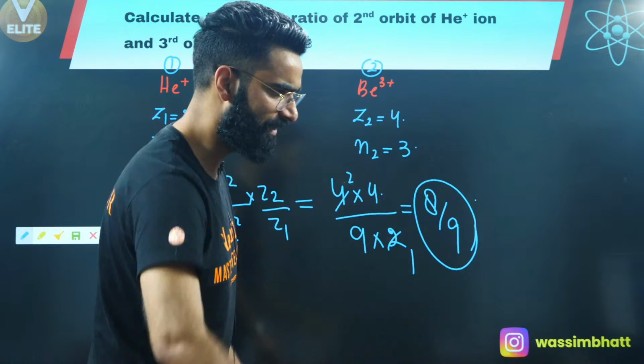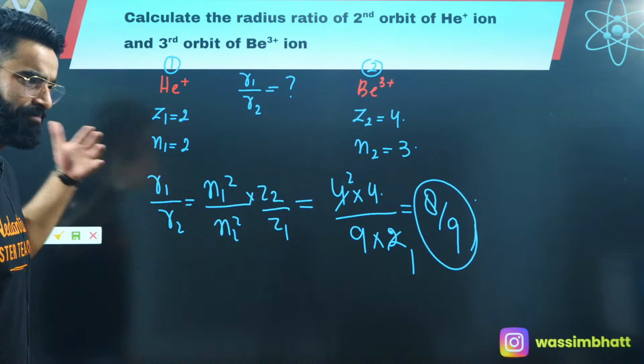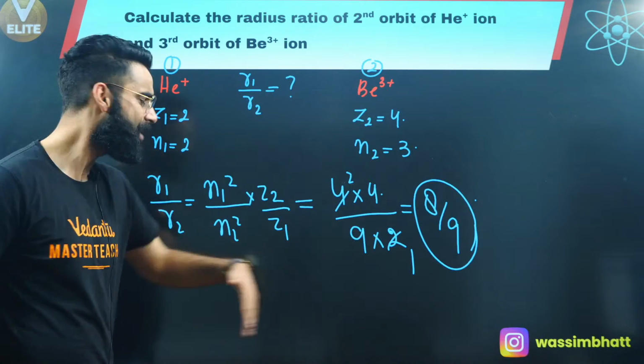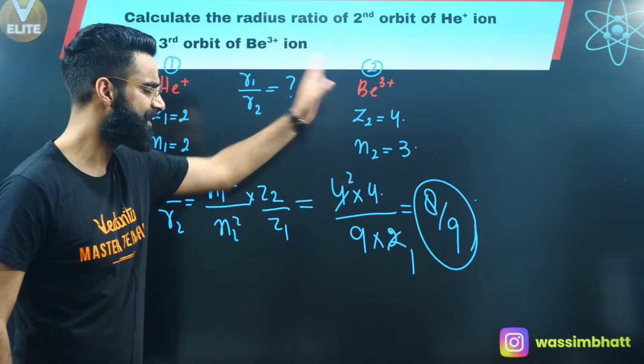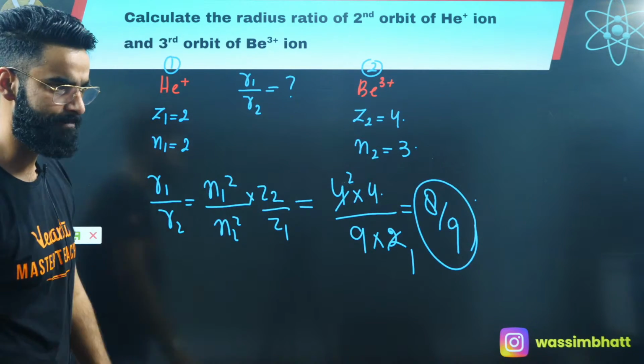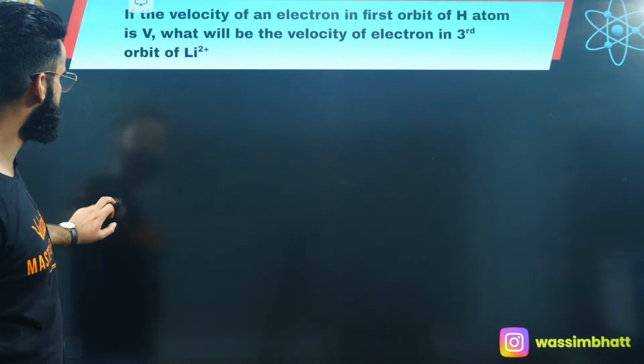Let me know in the chat box if it is clear. Absolutely, it must be clear to you, right? I just used the formula. I calculated the radius ratio of these two single electron species over here. Okay, let's move on to one more question then.